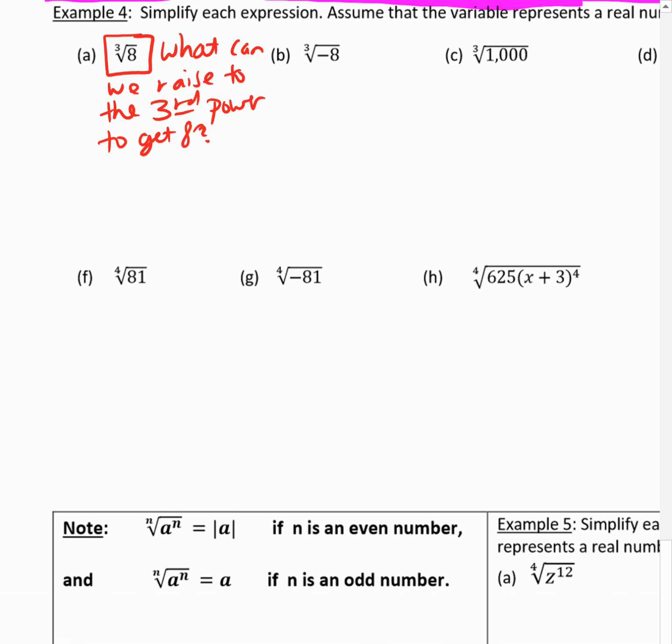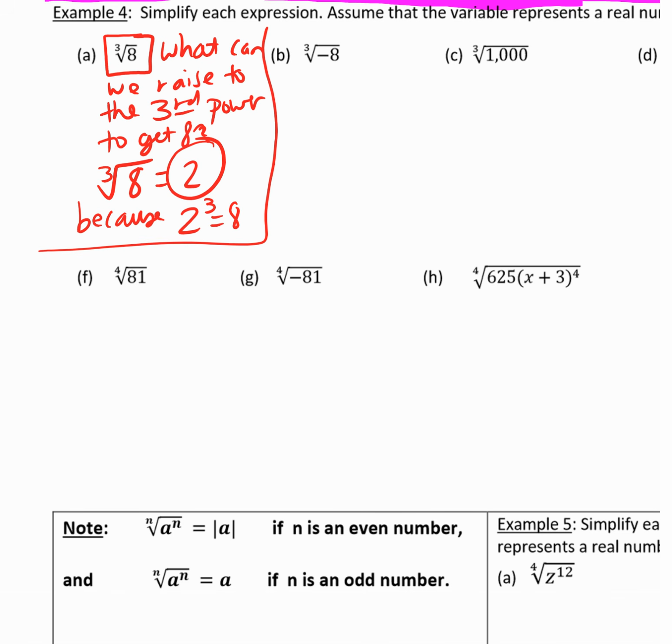Well, if you're not really familiar with powers of 3, you can just start guessing. How about 1 times 1 times 1? Is that 8? No. Okay, how about 2 times 2 times 2? Actually, it is. 2 times 2 times 2 is 8. That means the cube root of 8 is 2. The answer is 2, and that's because if you raise 2 to the third power, you get 8. I write all that just in case later on you're looking back at your notes and you say, how did I know the answer is 2?